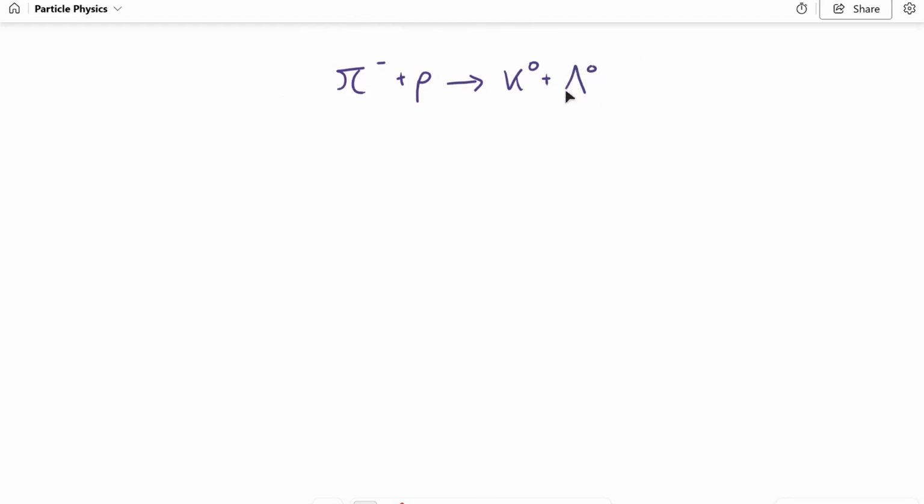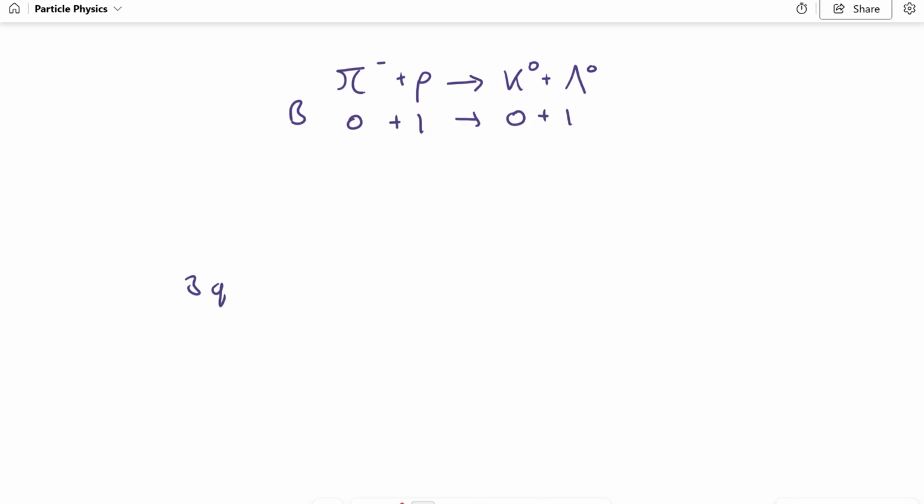Okay, and the last one, we might be given something like this and asked to determine what the lambda zero's quark structure is. So we might have to figure out a quark structure from something like this. Okay, again, we're going to do that by looking at our quantum numbers. So baryon number, well, a pion is a meson, so 0, plus our proton is a baryon, goes to kaon, is a meson, so 0. So that means we must have a baryon.